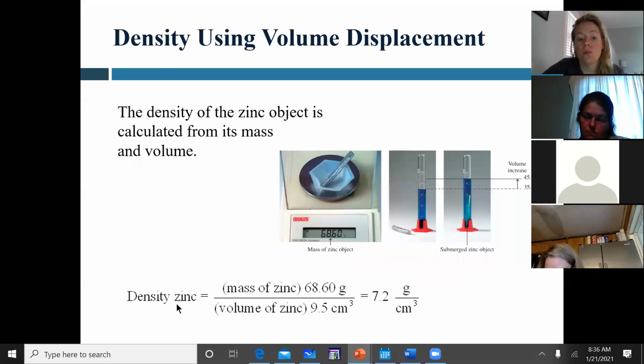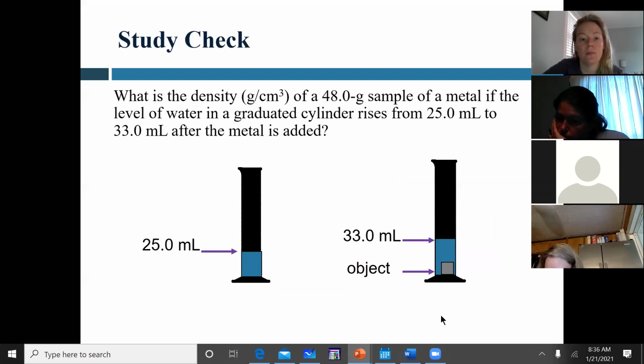We could convert that to 9.5 centimeters cubed, because remember, these two units are equivalent to each other. So in order to find the density, if we wanted to find it in grams per centimeter cubed, we would take the mass of our object, which is given to us from a scale, and divide it by its volume. We'd end up with 7.2 grams per centimeter cubed, which seems like an appropriate amount for, what is this, zinc? It seems like an appropriate amount for density. It's not enough just to have the mass. You've got to have the space it occupies as well.